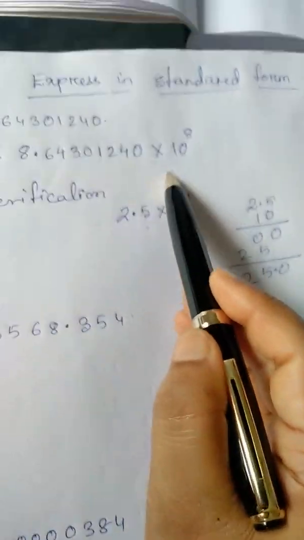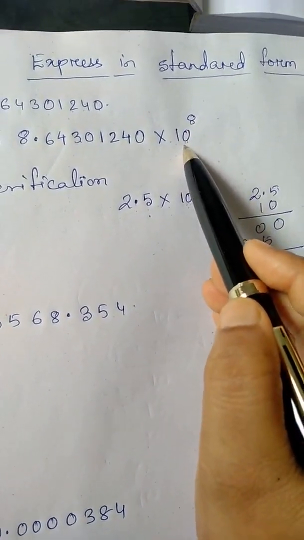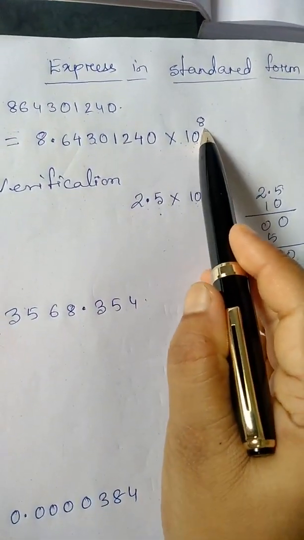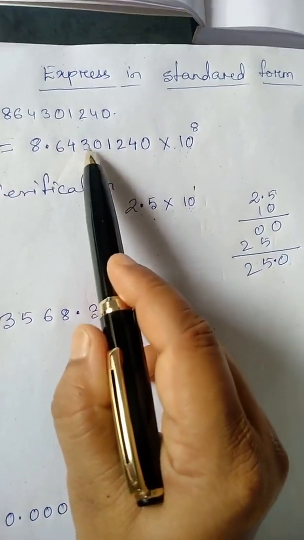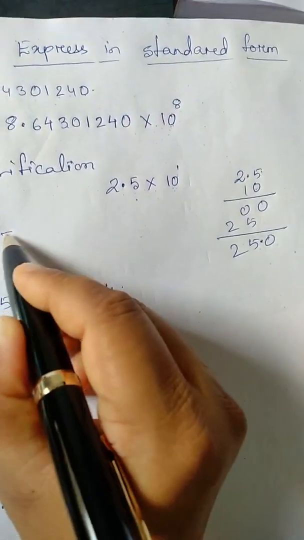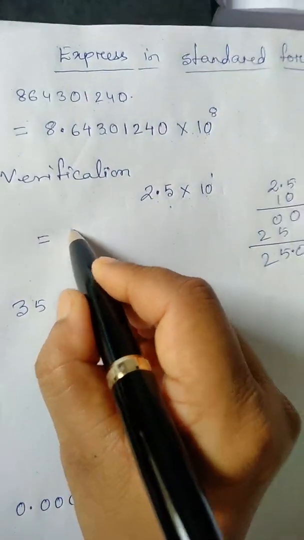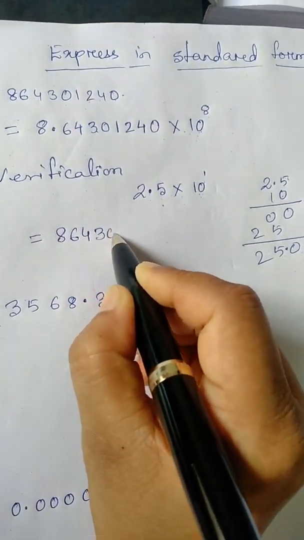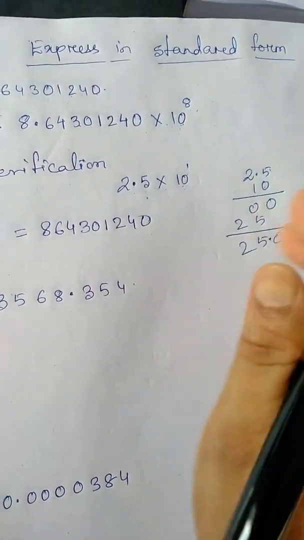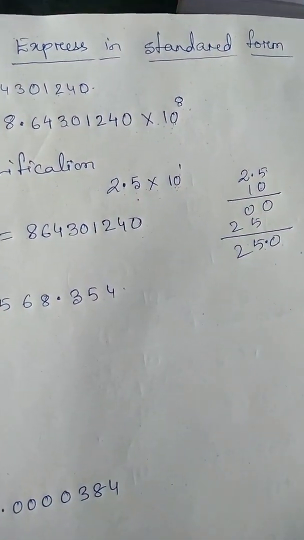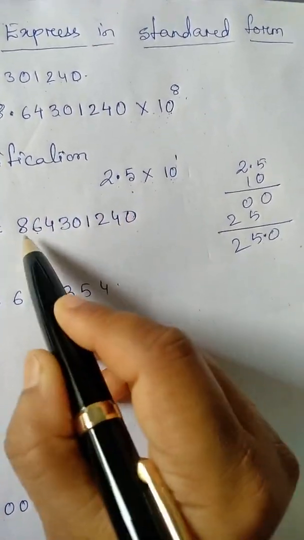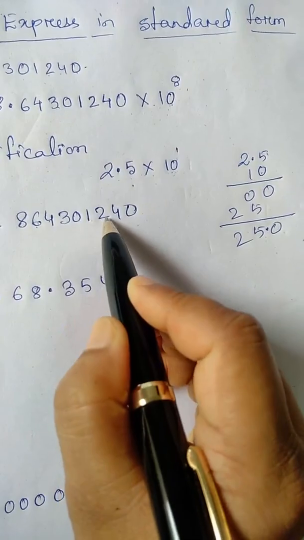So if you take 10 to the power 8 and convert it into the usual form, how much is it? 1, 2, 3, 4, 5, 6, 7, 8. If you solve this, it will be 8, 6, 4, 3, 0, 1, 2, 4, 0. The point was here. So into 10 to the power 8 means 8 zeros, that is, the point will move 8 digits to the right. 1, 2, 3, 4, 5, 6, 7, 8.